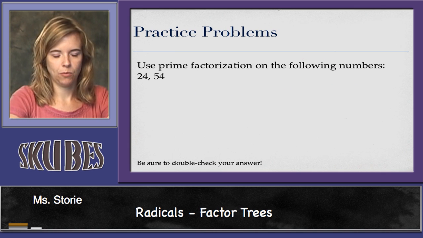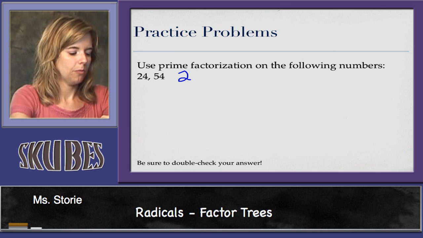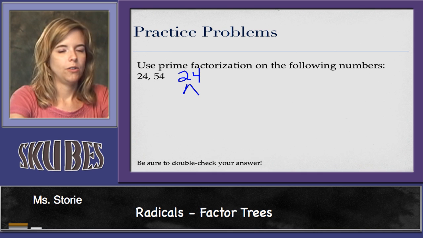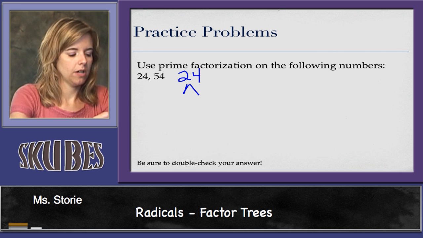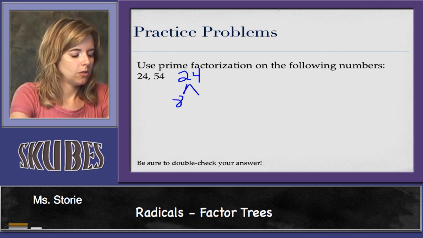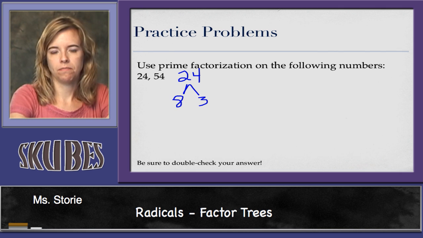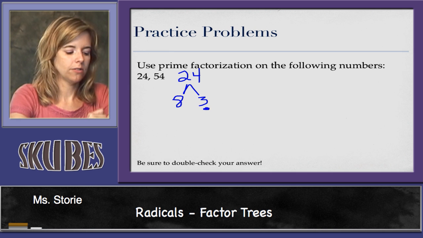All right, let's try a couple more. Let's try to prime factor 24. You could do 6 times 4, 8 times 3. 1 times 24 isn't going to help you any because it's the same as 24. So randomly, let's do 8 times 3. 3 is a prime factor.